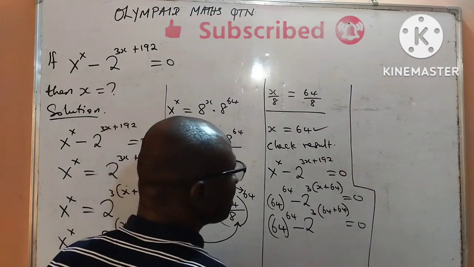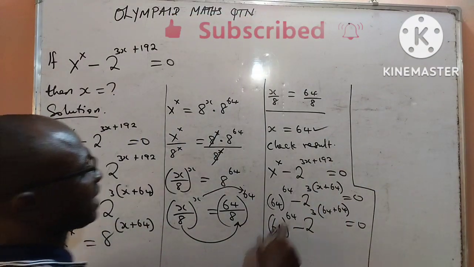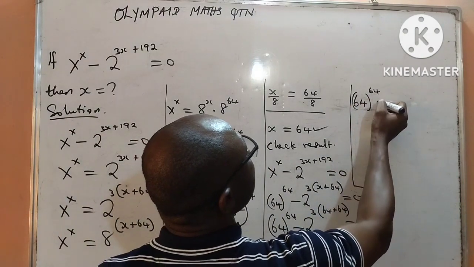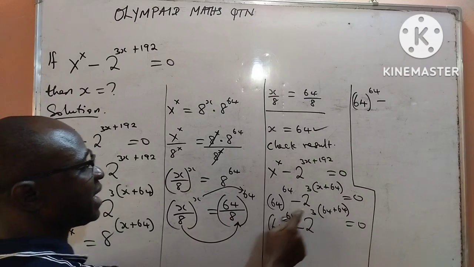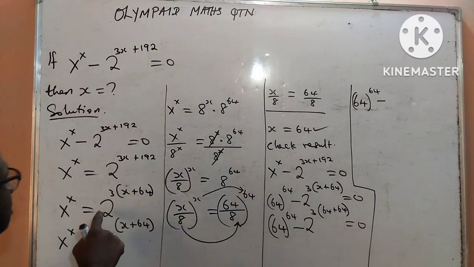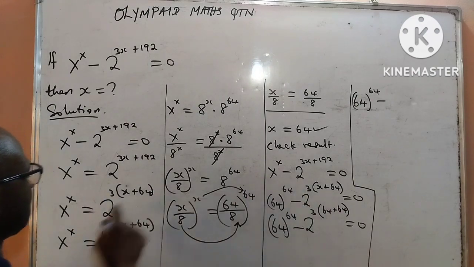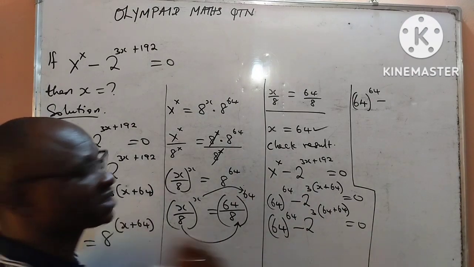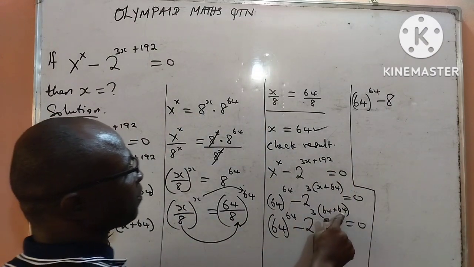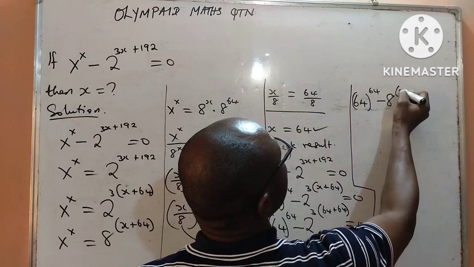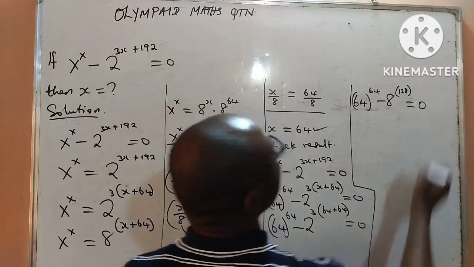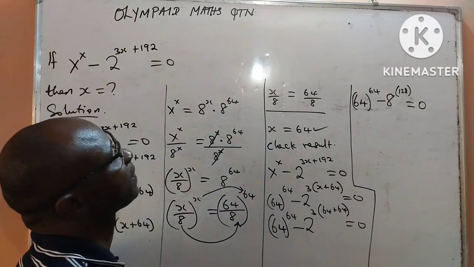Therefore, now, here I have 64 raised to 64 minus 2 raised to the power x is 8. We have already done it here. That 2 to the power 3 we wrote here as 8. So I will still write it as 8. And what I have here now is 64 plus 64, which is 128. We want to see if the whole of this will be equal to 0.